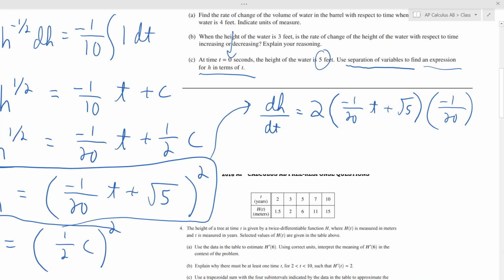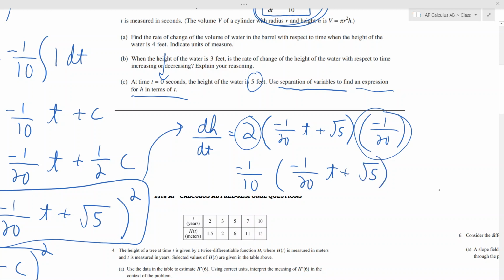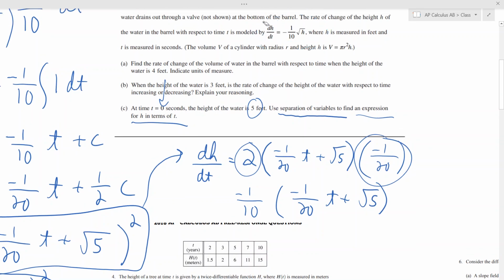Okay. All right, so we're multiplying this junk here. The 2 and the negative 1 over 20 just become negative 1/10. Okay, so check this out. Negative 1/10. And we have this whole thing. So that's our derivative, which doesn't look like what they said the derivative should be, right? They said the derivative should be negative 1/10 times root h. But remember what h is.